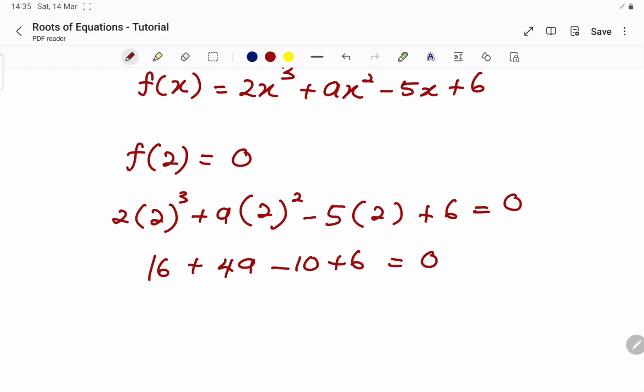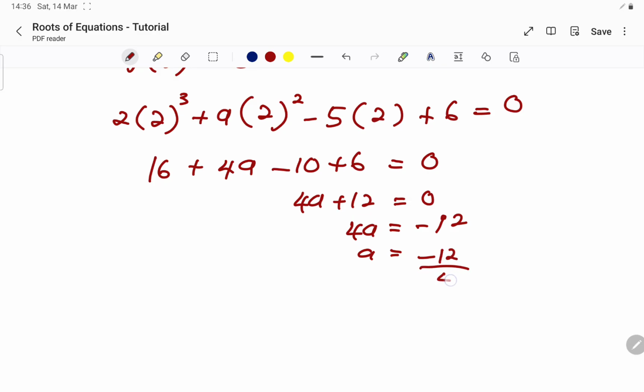And then here you calculate: 16 minus 10 plus 6 is equal to 12. So 4a plus 12 equals 0. You move 12 to that side, you get negative 12. So a is equal to negative 12 divided by 4, which is negative 3. So right now your a is equal to negative 3.